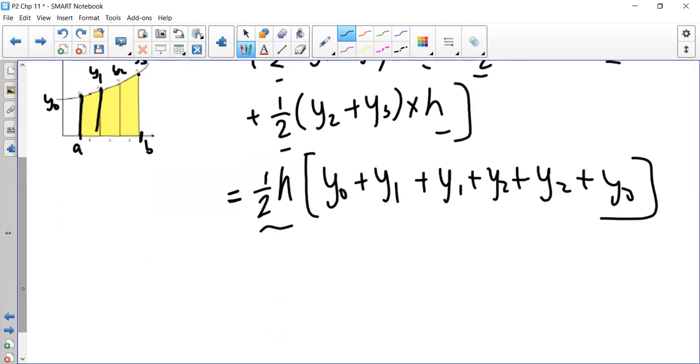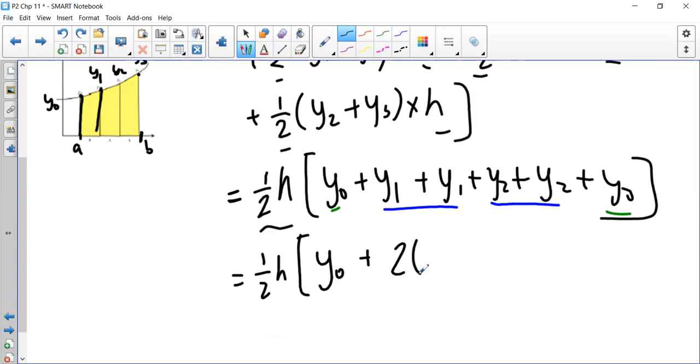Then what you see is, apart from the first and last term, there are doubles of each term in the middle. So we can rewrite it as half h times (y0 plus 2 times (y1 plus y2) plus y3), because there are 2 lots of each in the middle. And that's actually the theory behind the trapezium rule.